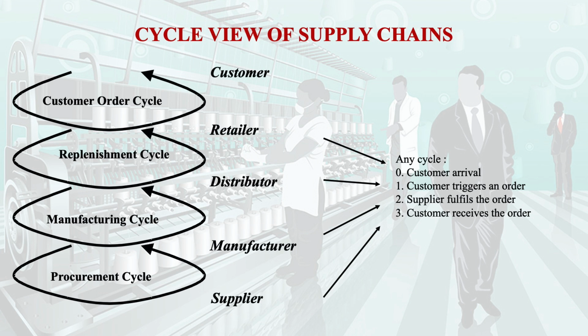You just see that at zero level, the customer arrives. One, the customer triggers the order. Two, the supplier fulfills the order. And the third, the customer receives the order. Now there are two types of viewing the supply chain. One is your cyclic view, which we have discussed, and another way is your push and pull system.